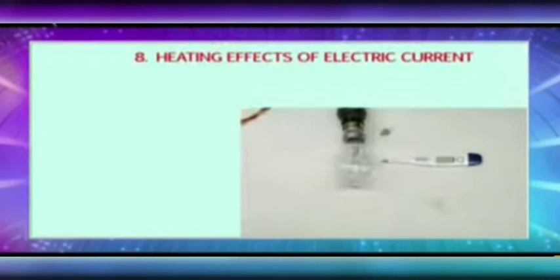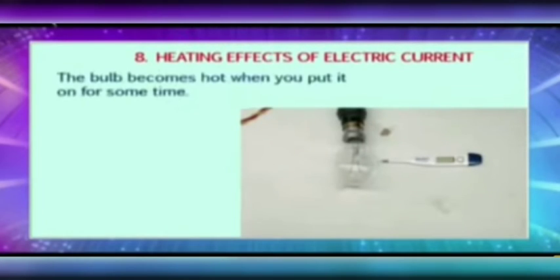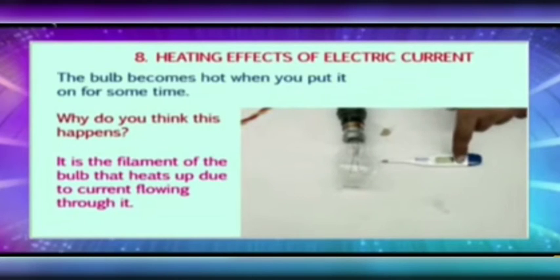Heating effects of electric current. The bulb becomes hot when you put it on for some time. Why do you think this happens? It is the filament of the bulb that heats up due to current flowing through it.